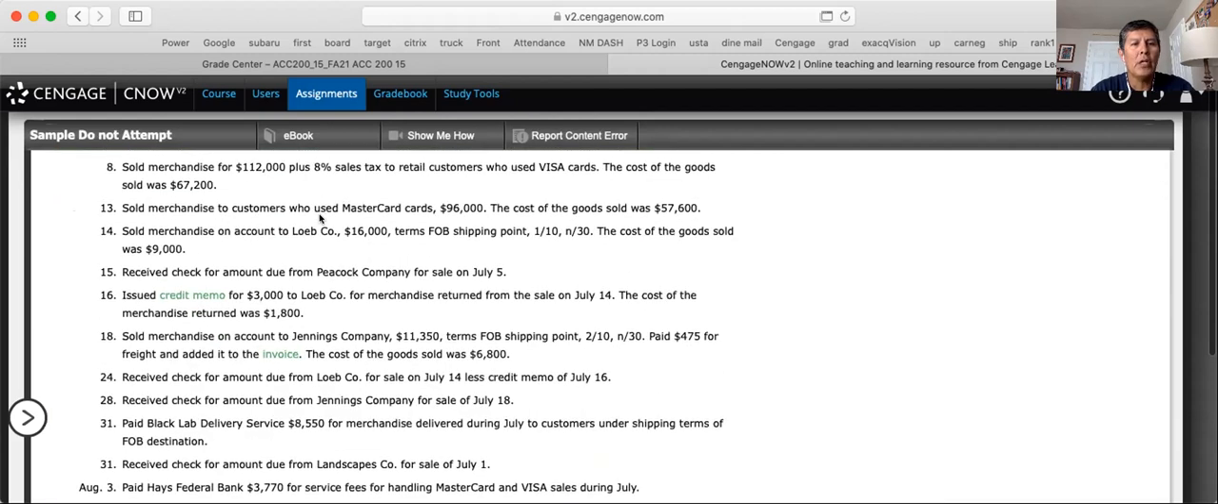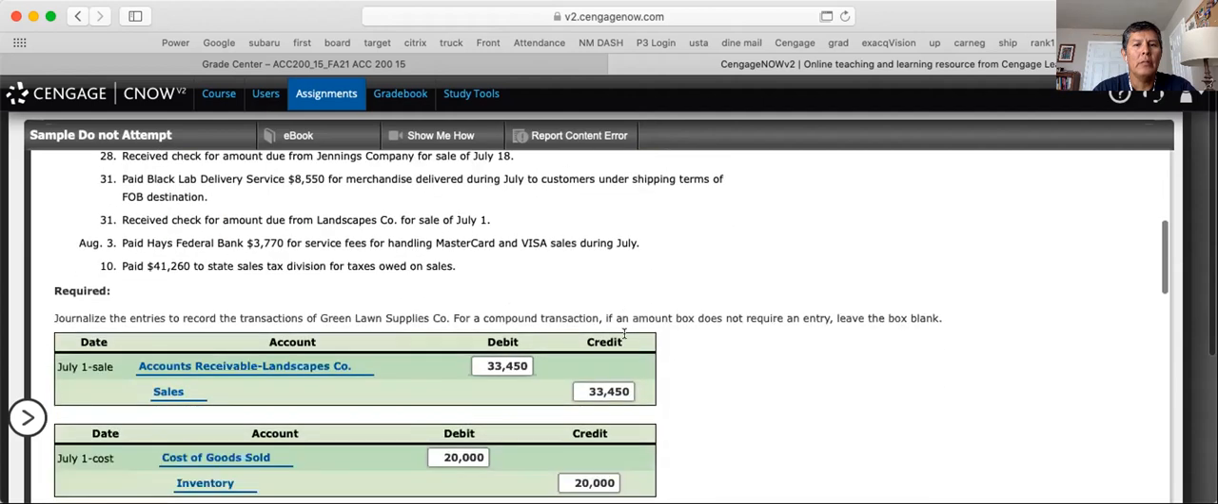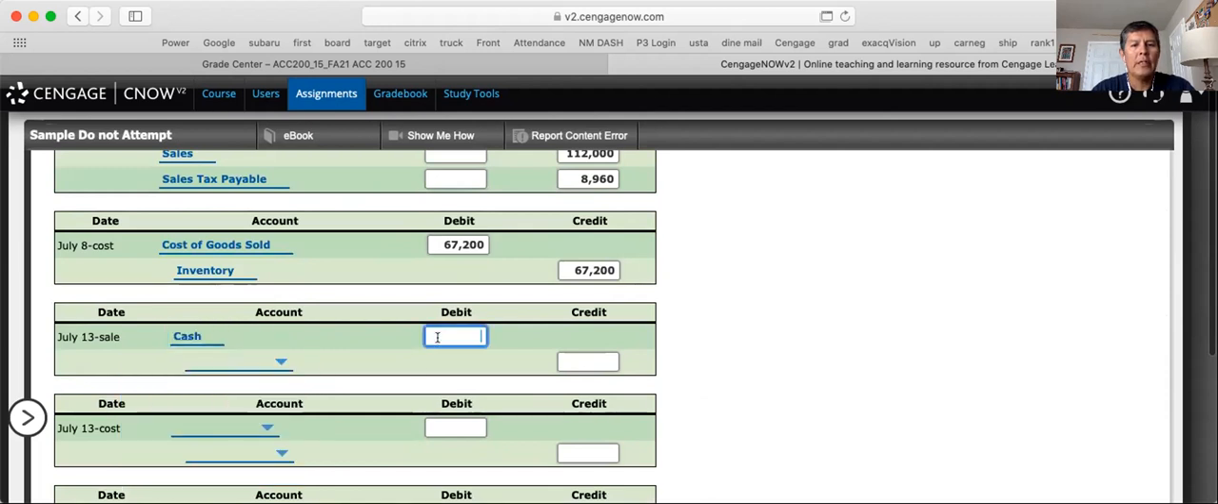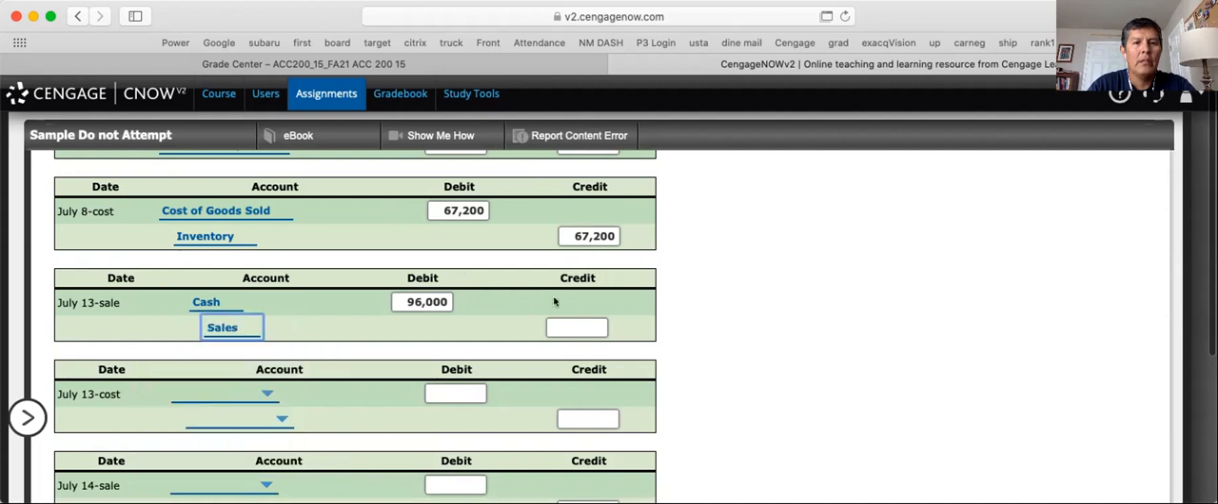July 13, sold merchandise to a customer who used MasterCard, $96,000. The cost of goods sold was $57,600. Now keep in mind, notice it didn't say sales tax, so for some reason they didn't pay taxes on this. So we come down here, and we're going cash. Remember, we record it as cash because it's not one of our accounts. They're paying, so we just call it cash. Then we're doing sales, $96,000. There was no 8% tax on this one.